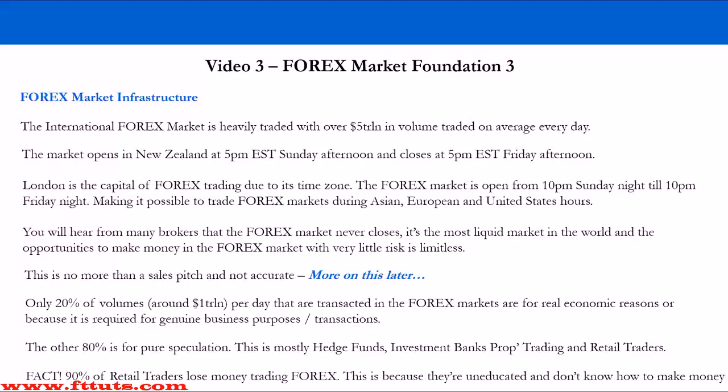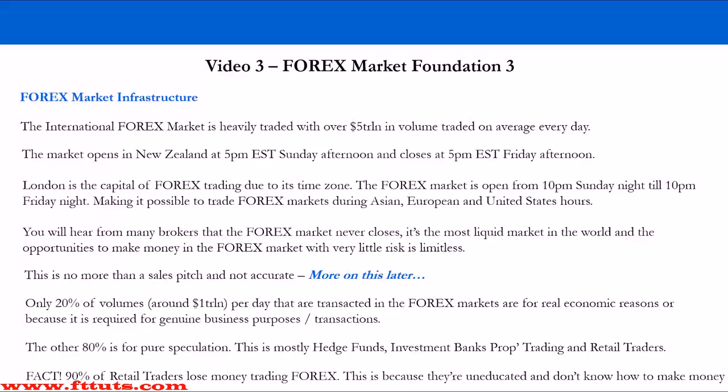And London really is the capital of the Forex markets because of its time zone. The Forex market on London time is open from 10 p.m. Sunday night till 10 p.m. Friday night. So basically, if you're in London, it's possible to trade the Forex markets during Asian, European and United States hours.